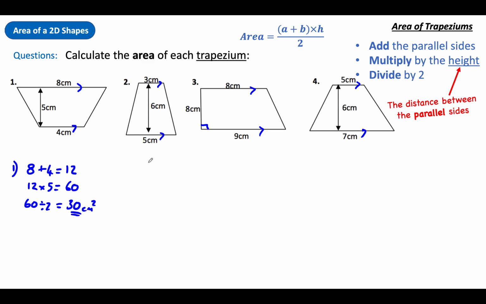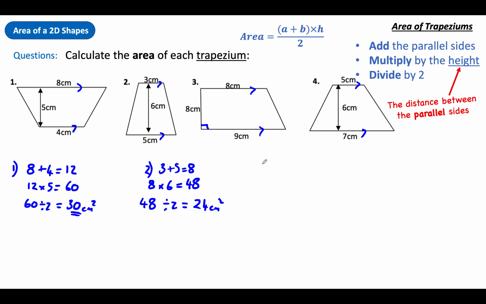Number 2. Parallel sides are 3 and 5, so add 3 and 5 to get 8. Times that by the distance between them, which is 6. 48. There's my little blank spot, isn't it? The old 6 8s and 7 8s. Right, 48, and then halve it to get the area, which is 24 centimeters squared.